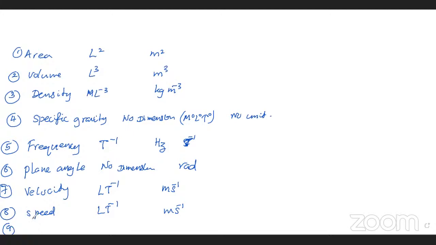Ninth one is the acceleration. Its dimensional formula is LT^-2, because it is velocity divided by time again. And the unit is meters per second squared.